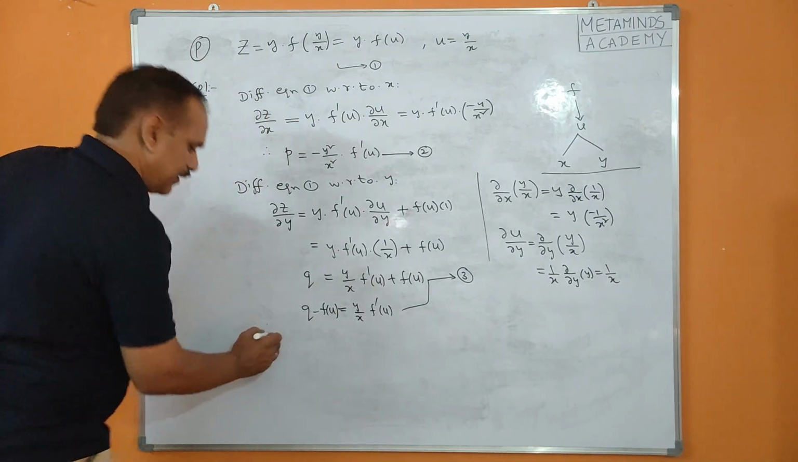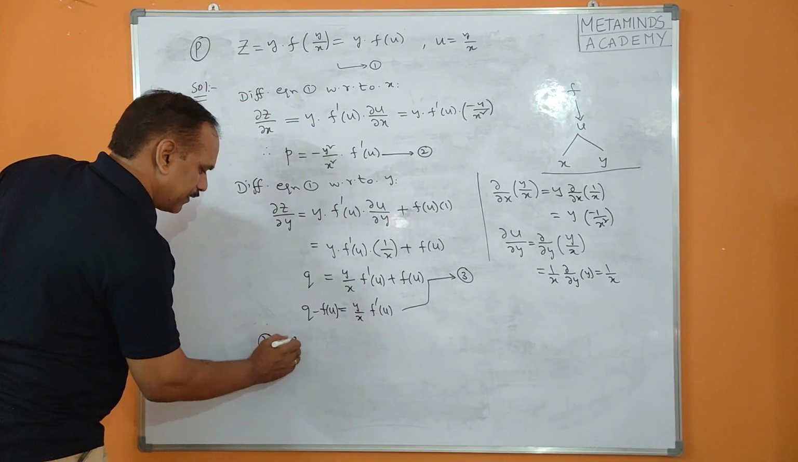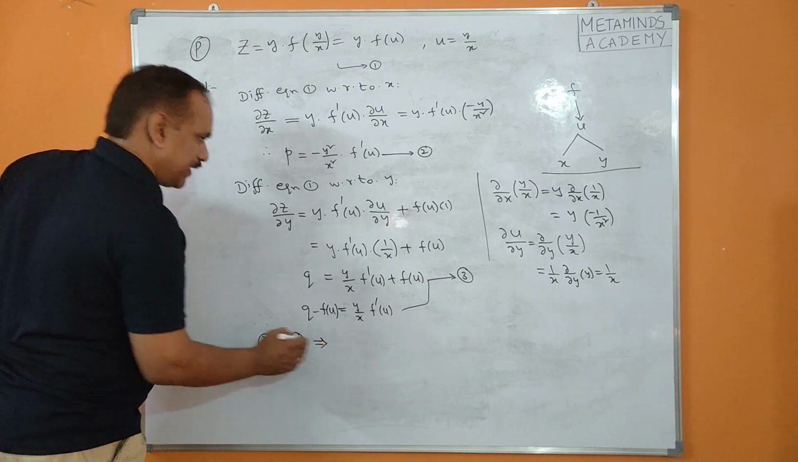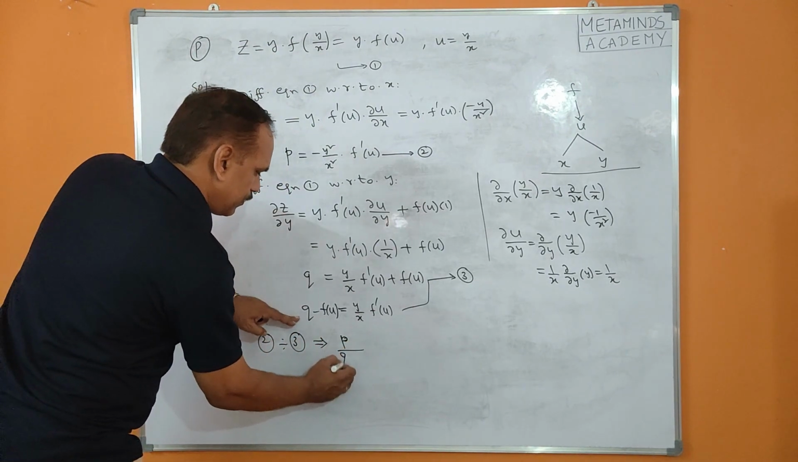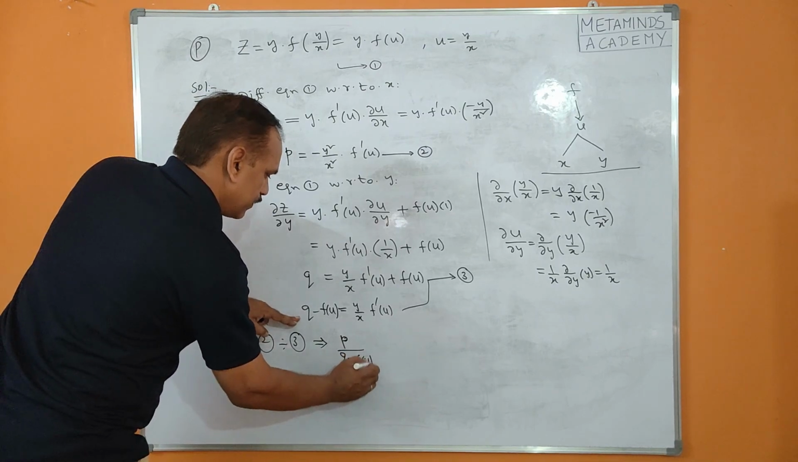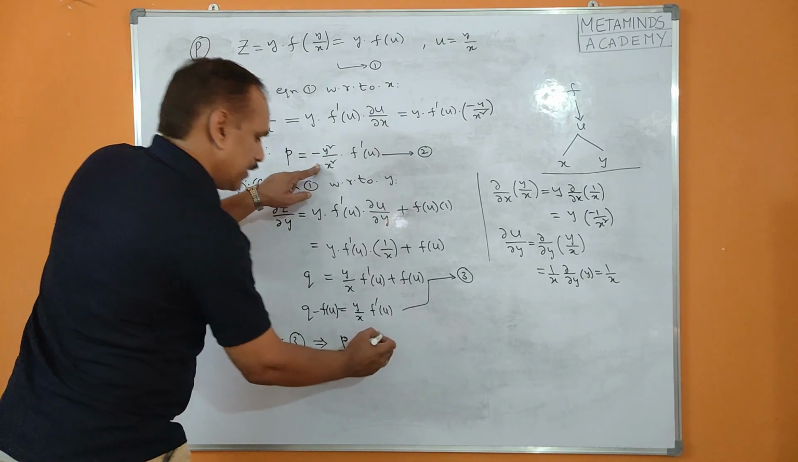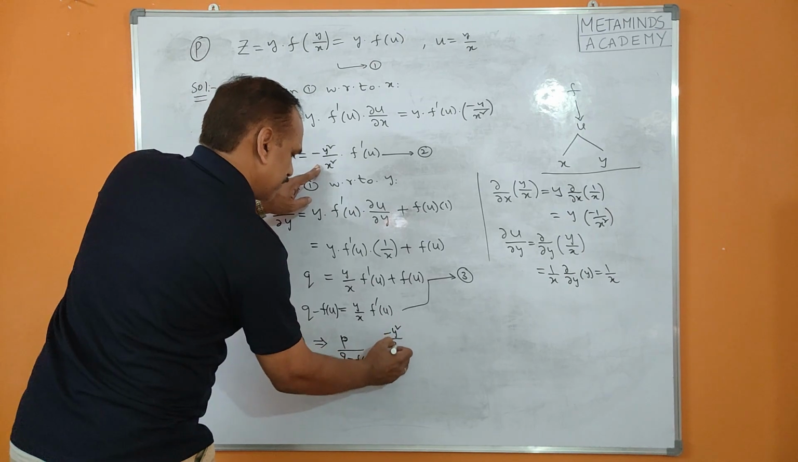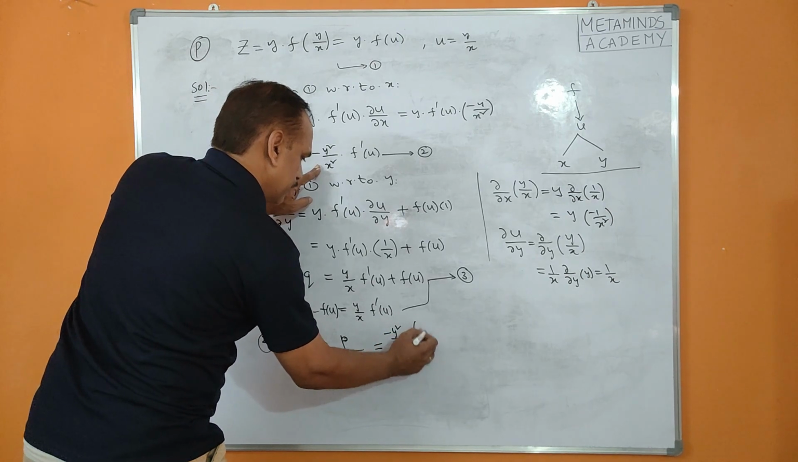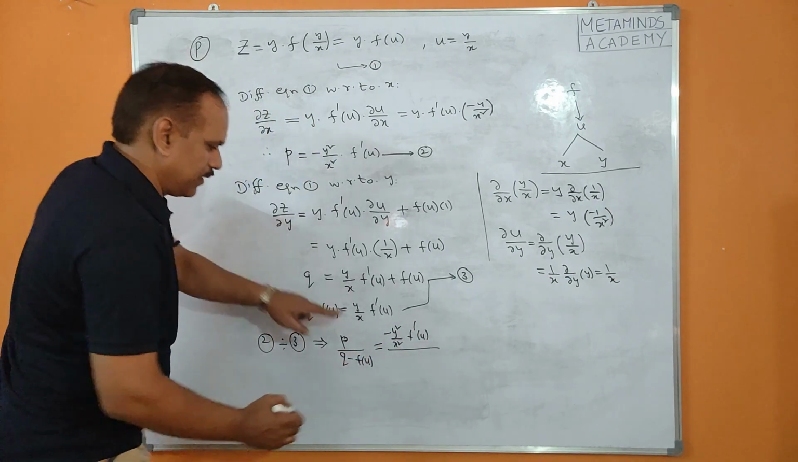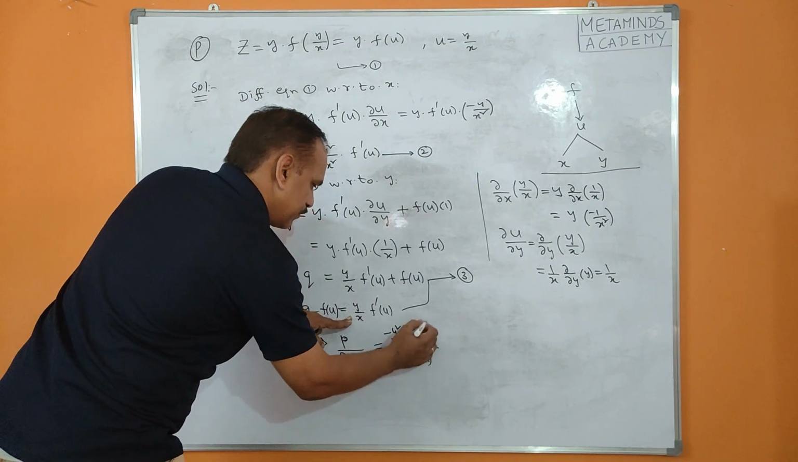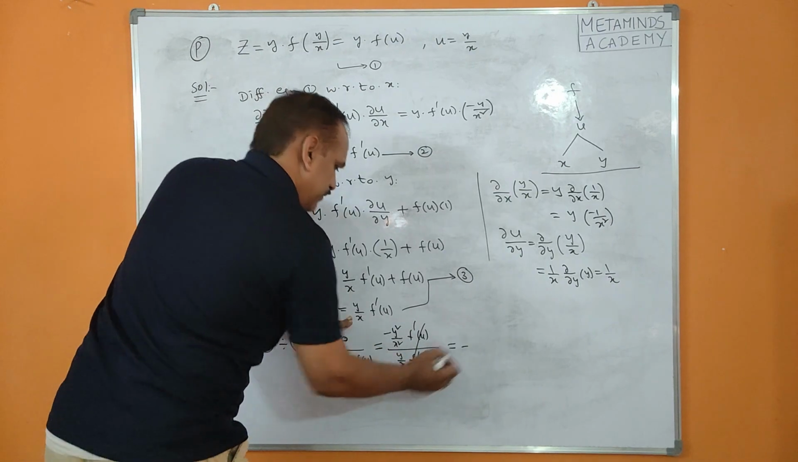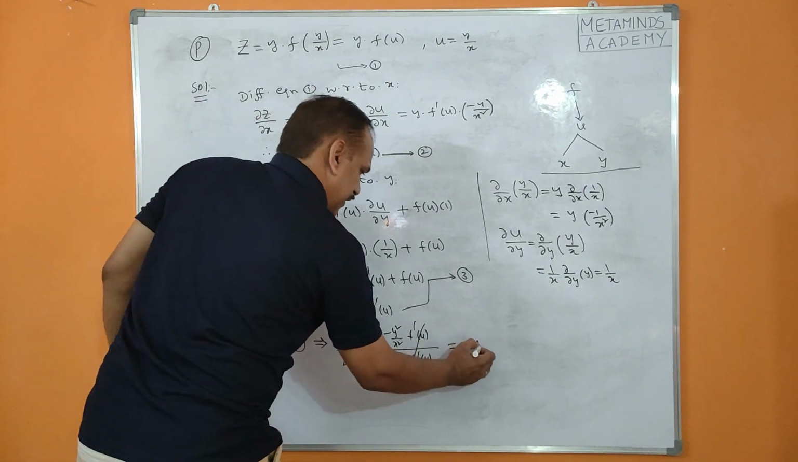This equation is 3. Now equation 2 divided by 3 gives p by q minus f of u equal to minus y square by x square f dash u by y by x f dash u. So these two get cancelled, minus, so we have 1 y by x.